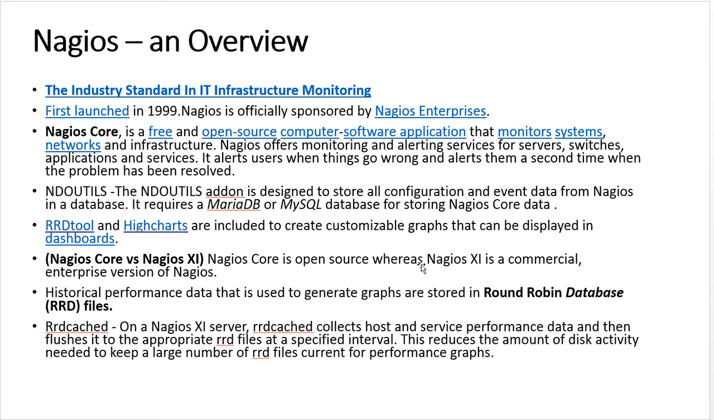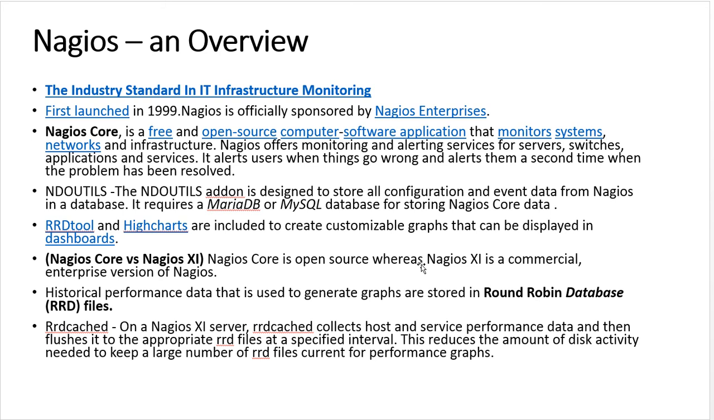You can store the Nagios history data, and there will be two other files, which are the RRD file and the RRD cache file. The latest data will be stored in the RRD cache, and then the data will be moved into the RRD file. In the same way, Nagios Core is open source, and Nagios XI is the commercial part, the enterprise version. So this is the basic information about Nagios, and it does the monitoring accordingly.